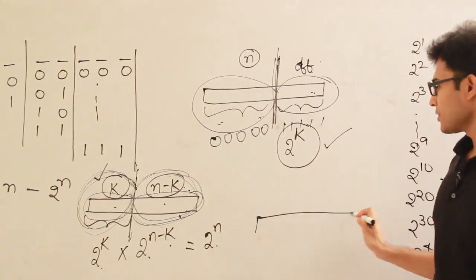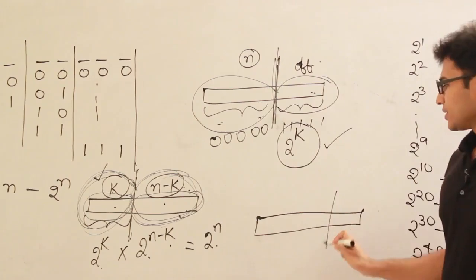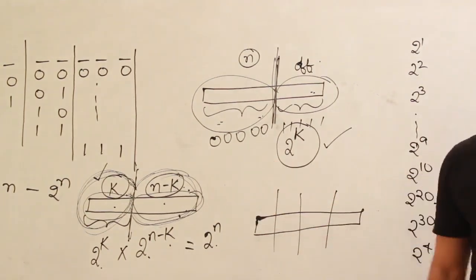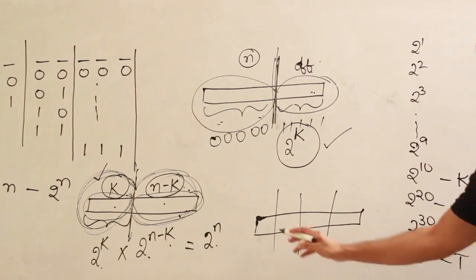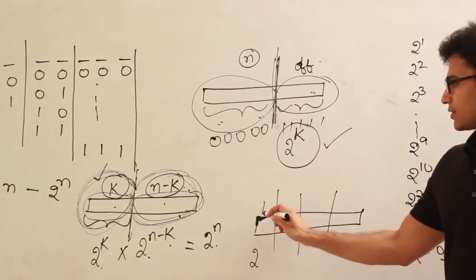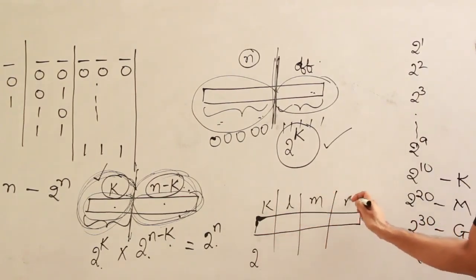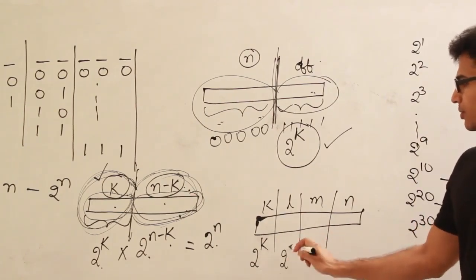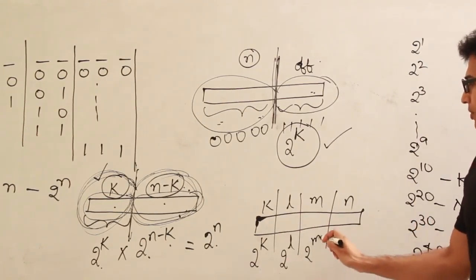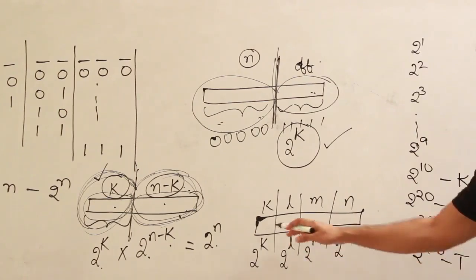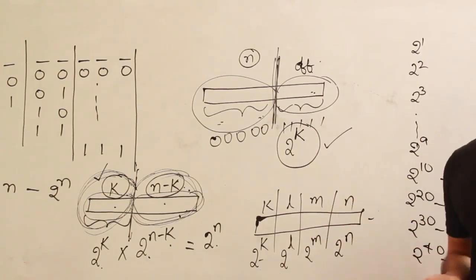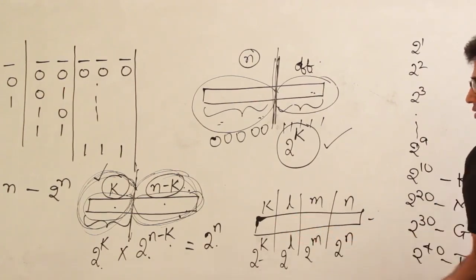For example, if I have an n bit number and I divide it here, here and here, what does it mean? We are breaking it into these many parts. The first part will give you 2 power something. Let us say these are k, l, m, n. The first part will give you 2 power k parts, the second part will give you 2 power l parts, and the third part will give you 2 power m, 2 power n. Then what is the total size of the address space? You multiply all of them, and you get the total size of the address space. This is what is used in multi-level paging. We shall look at it there.